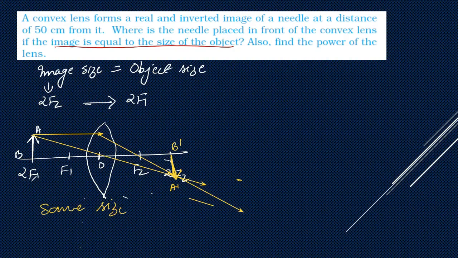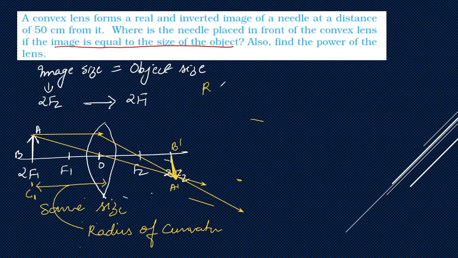Now this 2f1 is basically the center of curvature C1, and the distance between the optical center and the center of curvature is the radius of curvature, right? So what is this distance given? This distance is given as 50 centimeters. So R is equal to 50 centimeters, and it is a convex lens. So, let's find out next.